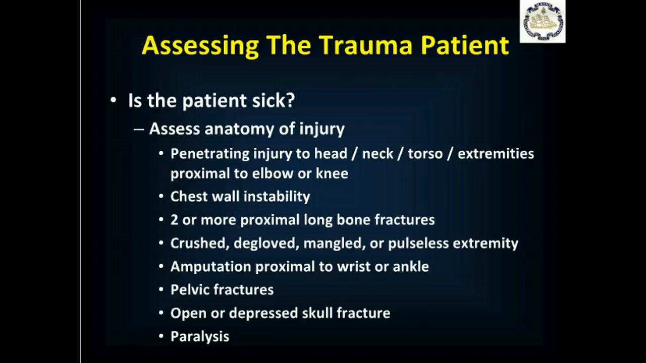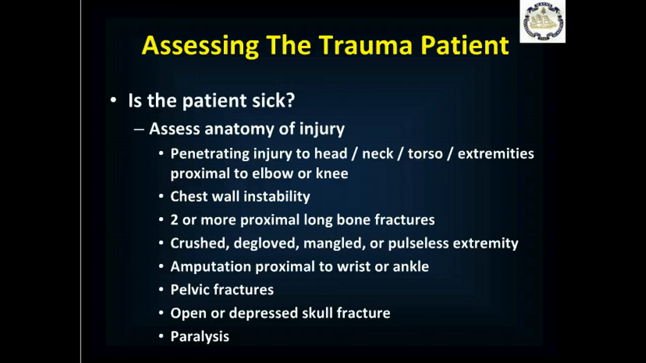So any penetrating injury to the head, neck, torso, or close to the body, proximal to the elbow or knee, bad sign, get rid of them. If the chest wall is unstable, either when you press on it, it's crispy, crunchy, and moving in the wrong direction, or you see paradoxical movement where part of the chest seems to be moving in the opposite direction of the rest of the chest, bad sign, get rid of them.